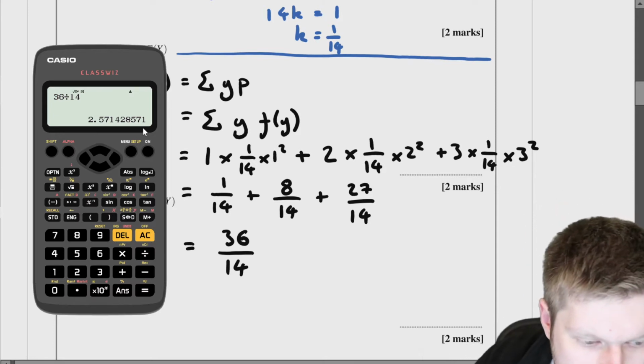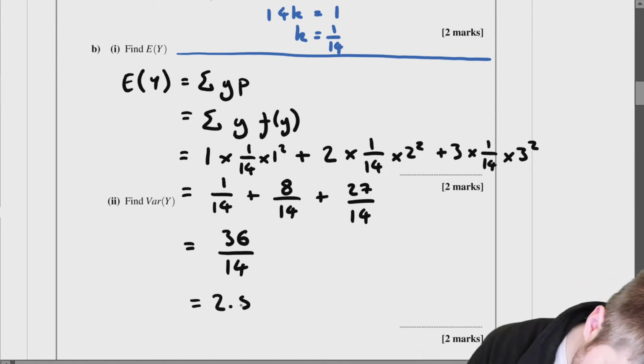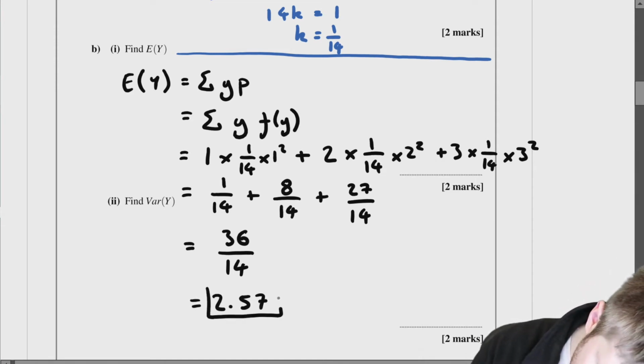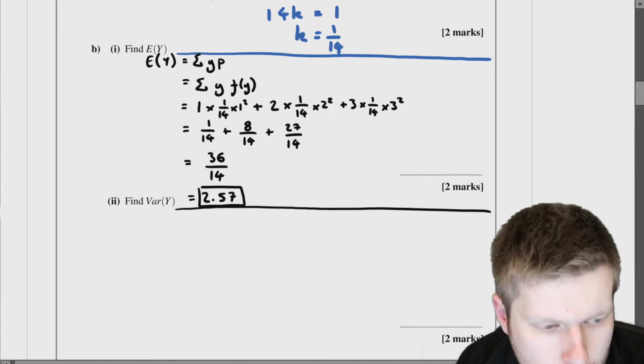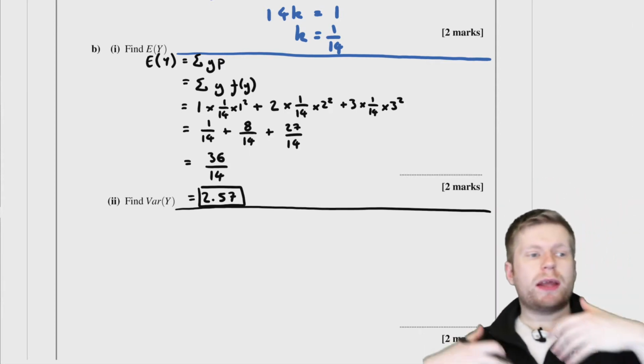So this is just going to be 2.57 to 2 decimal places. So I'm going to leave it as 2.57. So that there will be my final answer. So now doing B part 2, we just need to do a similar thing, but this time find the variance.